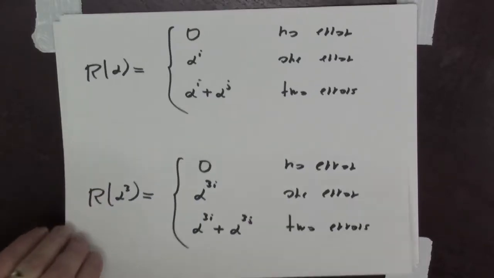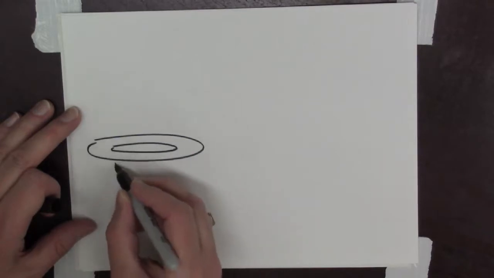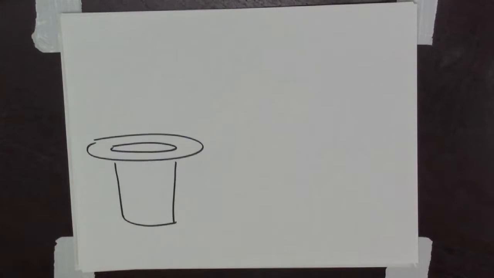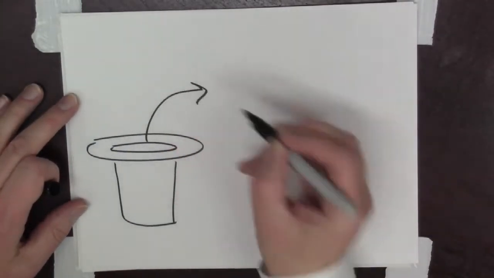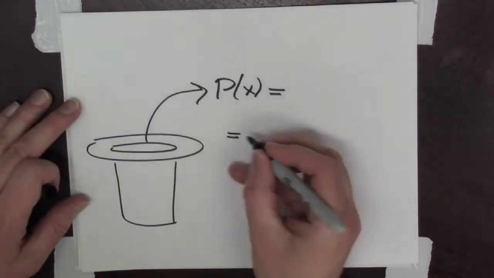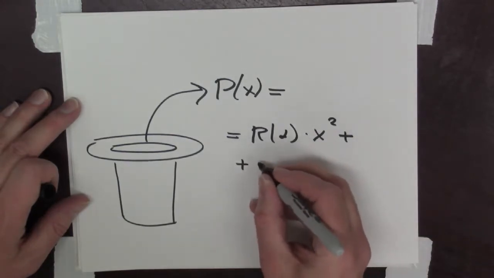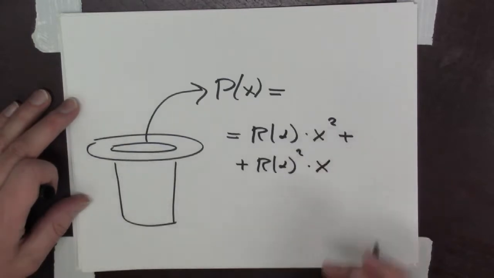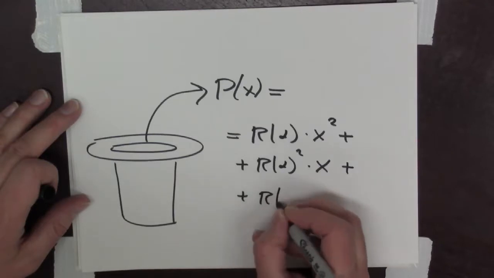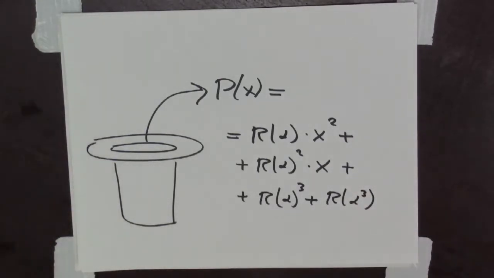What can we do? Well, truth is, this looks very complicated at the moment. So I want you to look carefully here. This is a dark top hat, and from the magician, no, I'm not taking out a rabbit. I'm going to take out something that can help us here. I'm going to take out a polynomial p of x, and it's going to be equal to r of alpha times x squared plus r of alpha squared times x plus r of alpha cubed plus r of alpha cubed. And I say, this is the polynomial that's going to save us. This is the thing we should look at to determine where the errors are.